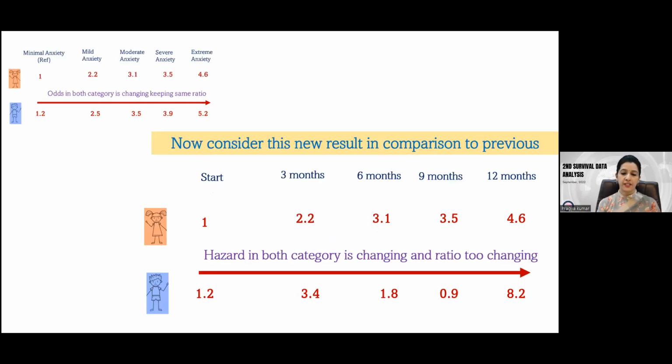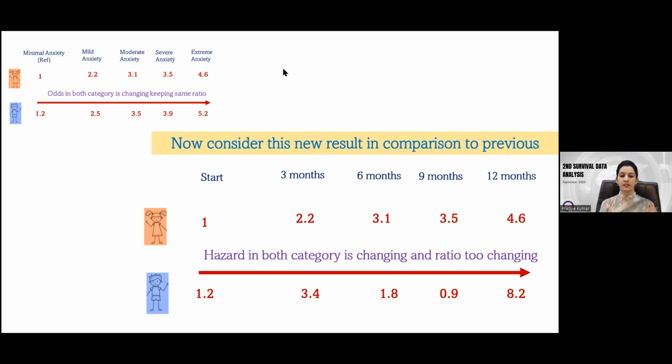Now, if this is the changing hazard at each point of time, then if you compare it with the upper example, instead of 3.9 it is 0.9 here. Then will this ratio of 0.9 and 3.9, or this 1.8 and 3.1, be the same? Now tell me, what is the hazard ratio at 6 month, 9 month, and 12 month, if I'm taking female as a reference? So in this case, I'm taking female as a reference.